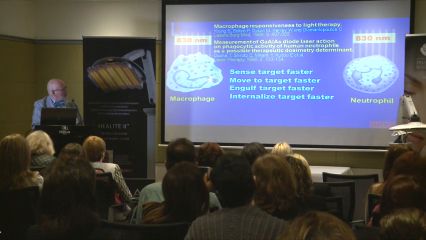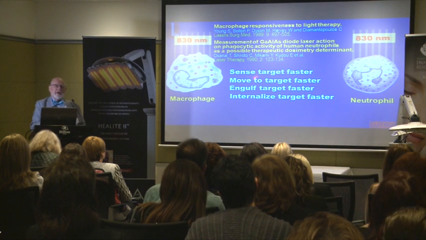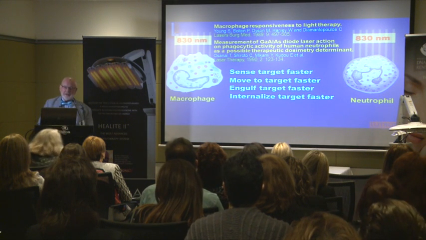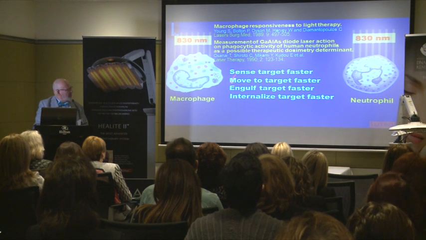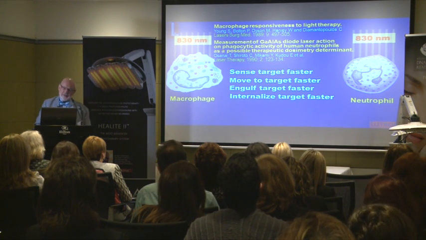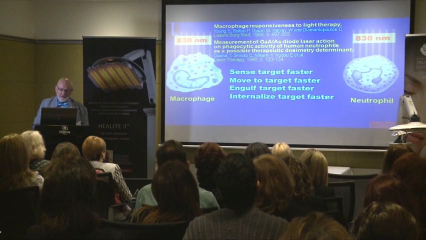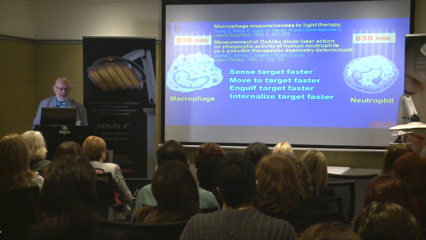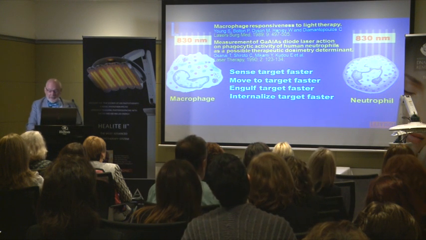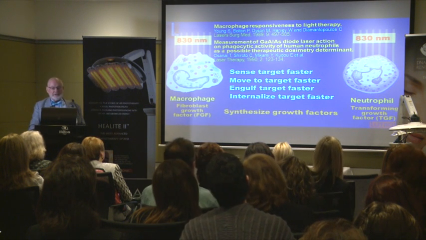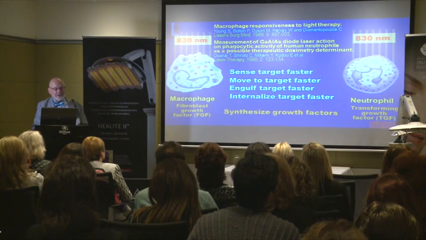And in the case of both macrophages and neutrophils, they sensed their target faster. They moved to the target faster, chemotaxis. They engulfed their target faster and got rid of it faster. So efficiency was the name of the game. And both cells gave off measurable amounts of growth factors. Fibroblast growth factor for the macrophage and transforming growth factor, alpha and beta, for the neutrophil.